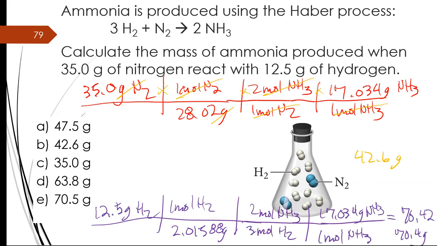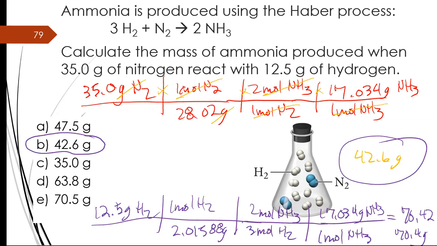So between those two, we know that our nitrogen is our limiting reagent because it made only 42.6 grams of ammonia, whereas our hydrogen made a lot more, 70.4 grams. And so that's how we can get to B as being our answer. So we have to convert both of those into the same product for us to compare.